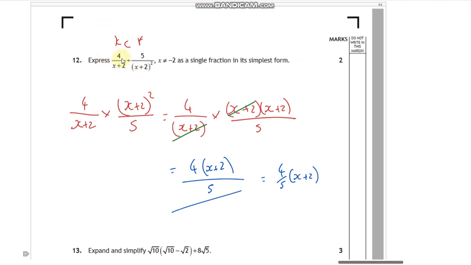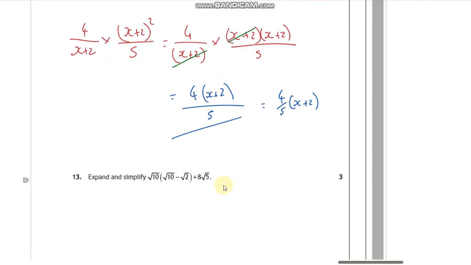So remember, when you're adding or subtracting fractions, you want to make these the same. So if this was an add question, I would have to times this by x plus 2 on the top and bottom in order that I'd have the same denominator, and then put them together.